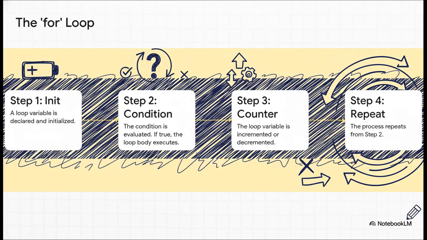So, how does C# actually pull this off? Well, the classic for loop has a really clear four-step dance. First, you set up a counter. Second, you check if a condition is true. Third, if it is, you run your code. And fourth, you update the counter. Then you just repeat from step 2 until the condition is false.